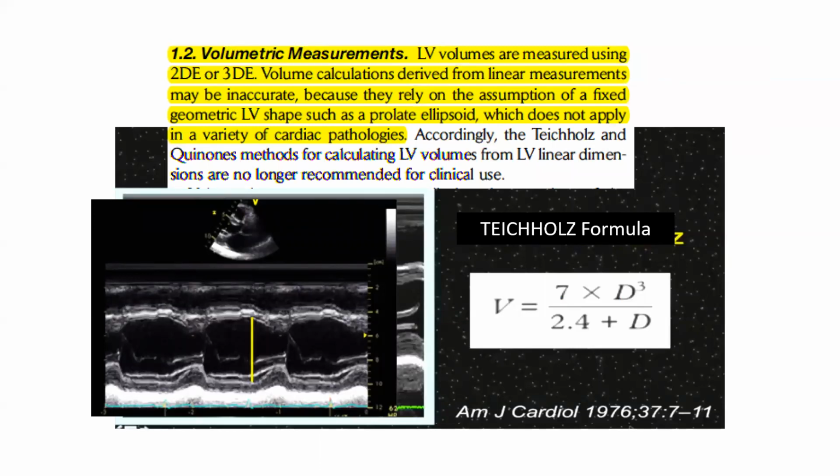Those of you like me who grew up on linear dimensions for quantitation will be chagrined to find that the Teichholz formula, or even the D cubed formula, for quantitating left ventricular volumes is not recommended by the guidelines. So I'm just going to spend a little bit of time talking about what these are.